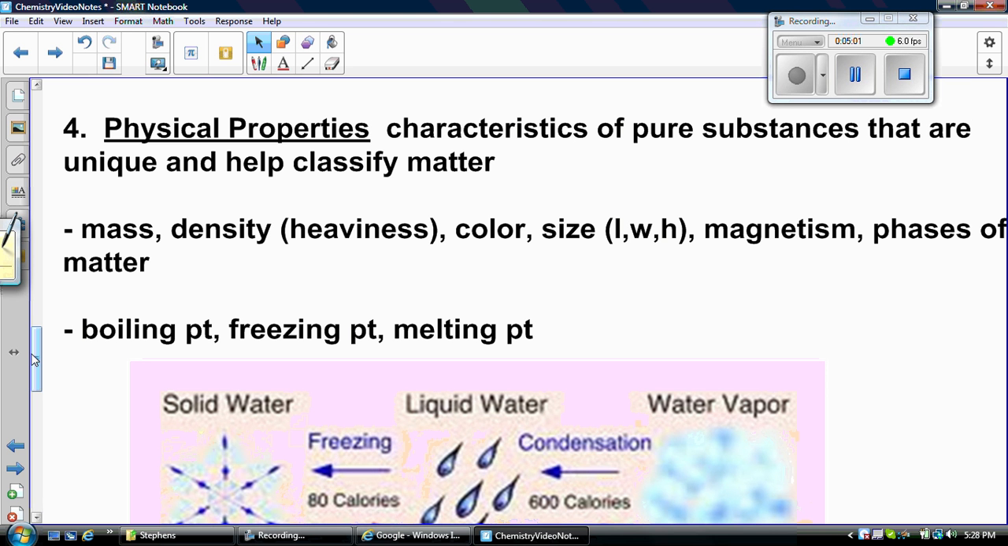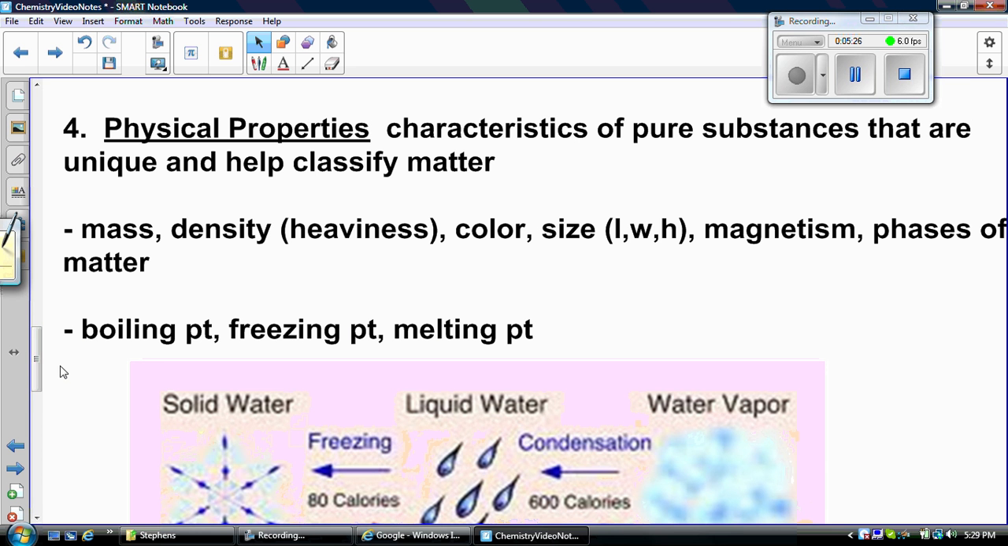Color, size, and I'm talking about length, width, and height. Those are physical properties. Magnetism, phases of matter. Remember last year you guys did a lab where you got different objects. You had a box of paper clips, you had marbles, you had a little tiny jack, and you guys had to take the mass and find the density, and those were all physical properties.